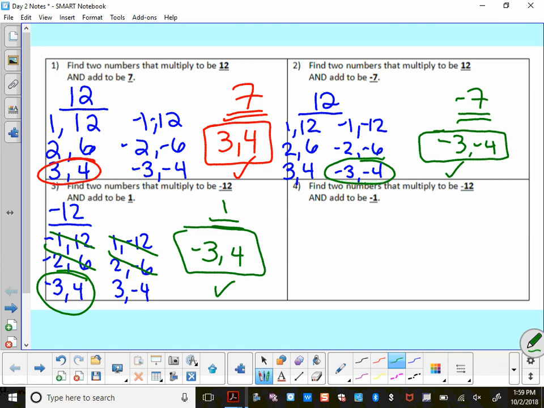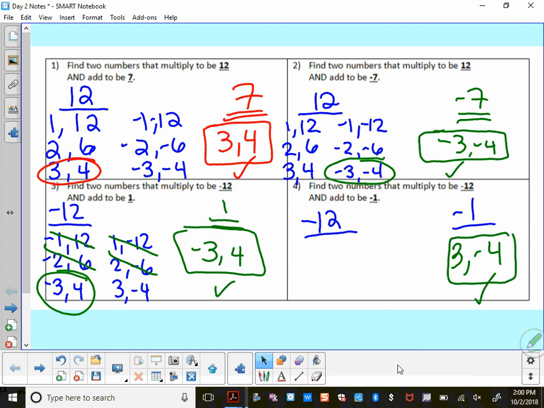Look at number 4. We still need multiples of -12, so I'm not going to write it again. Use those over there. I need 2 to add to give me -1. Which one would that be? What can I add to give me -1? Positive 3 and -4. Does that make sense?